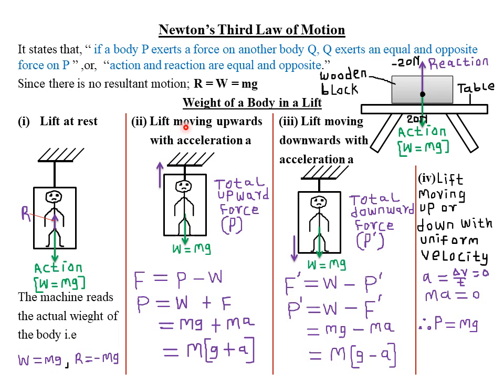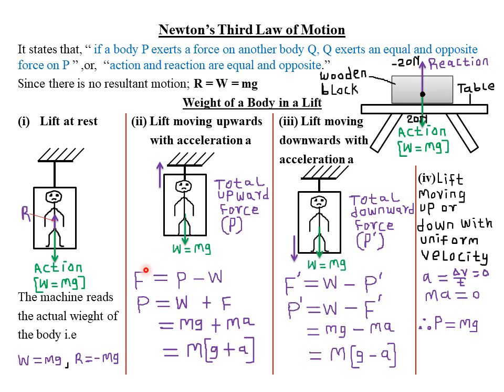Then next we look at a lift moving upwards with an acceleration A. So if our lift is moving upward, we have the total upward force acting, which we denote by P. Then you also have the weight acting on that particular body, because the weight always acts downwards. We know that the force of gravity tends to pull objects towards the center of the earth. Therefore, because the weight is mass times gravity, we expect the weight of a body to always act downwards or towards the surface of the earth.